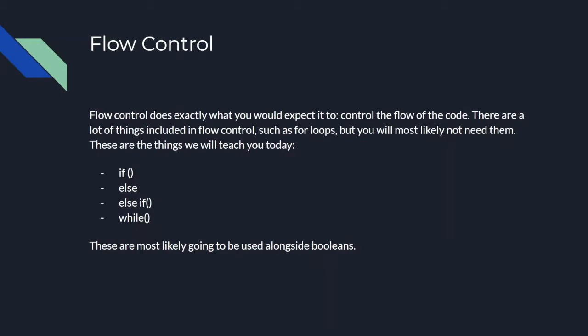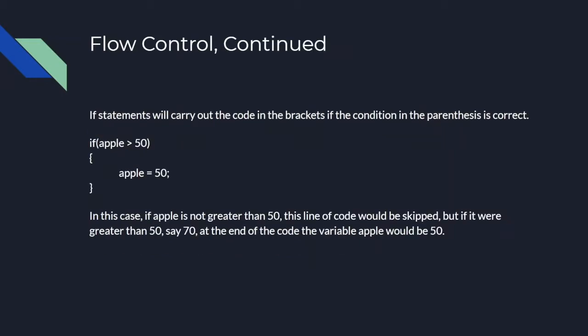Let's get started. If statements execute the code in brackets if this condition in the parentheses is true. Say that you have already initialized a variable called apple. When this line of code is executed, if the variable apple is greater than 50, it will be set to 50. However, if it's less than 50, then it will just stay the same.